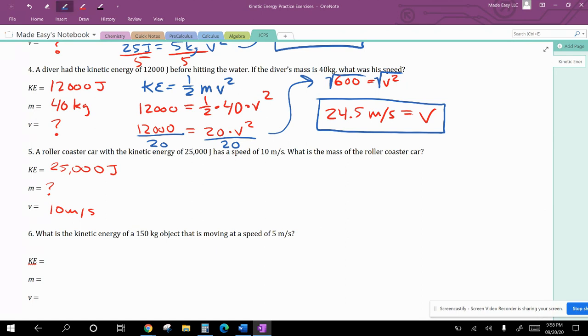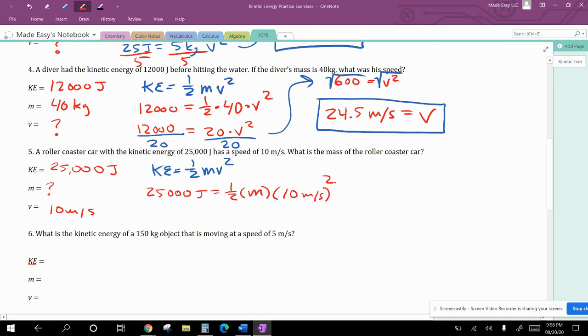We're going to rewrite the kinetic energy equation. Kinetic energy equals 1/2 m times v squared. Now we're going to start substituting those numbers. So kinetic energy is 25,000. And then our mass we don't know, so we'll just put mass right there. And then times our speed, which is going to be 10 meters per second. That's something we got to square there. Okay. Don't forget about squaring it.